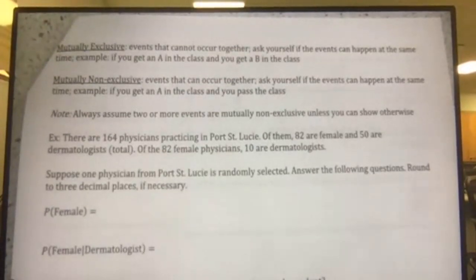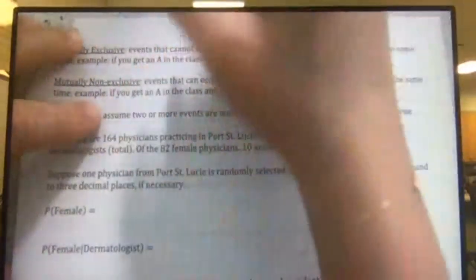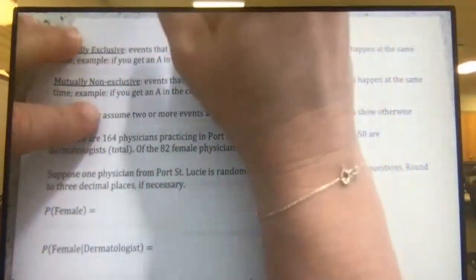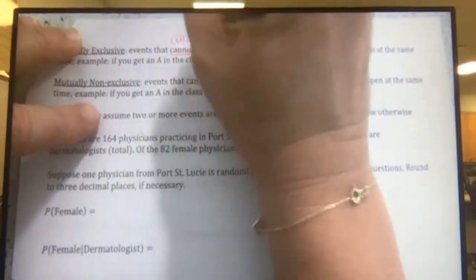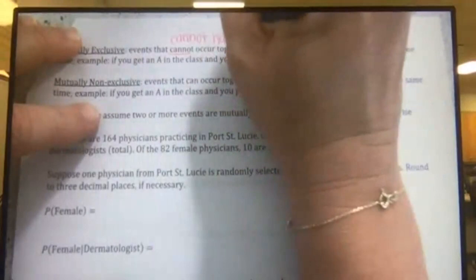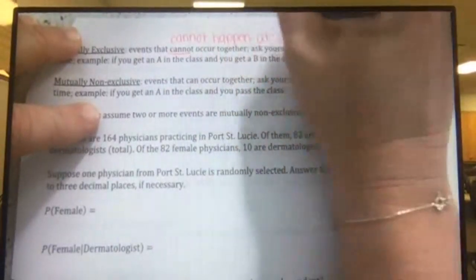So next, on page 5, is mutually exclusive events that cannot occur together. Ask yourself if the events can happen at the same time. For example, if you get an A in the class and you get a B, you can't do both. You either get an A or B. They can't happen at the same time, so that would be mutually exclusive. Cannot occur together, cannot happen at the same time.